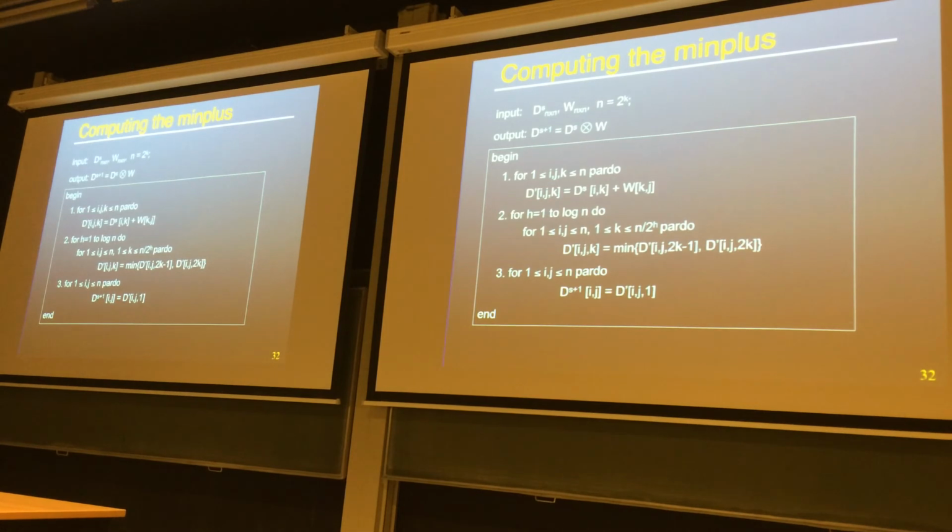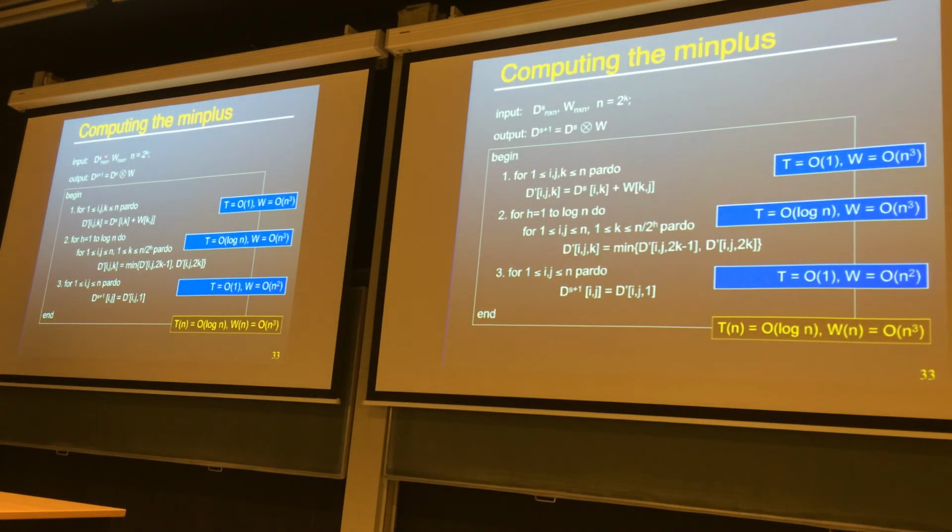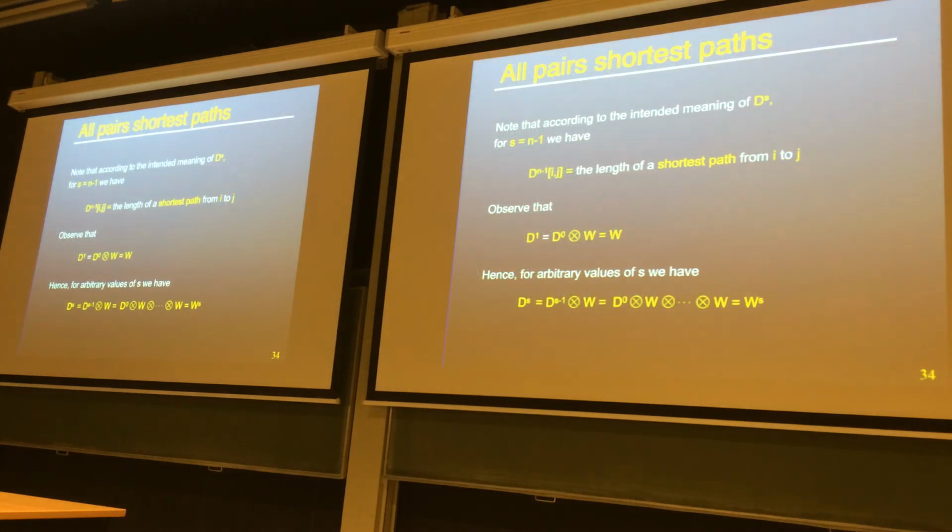So, what is the time needed for computing DS plus 1 given DS and this matrix W? Well, that can be done in cubic time. Of course, we have a kind of matrix multiplication. But what's more important is parallel time. In log n time, we can compute the one iteration step. And now, of course, the problem is how to embed such a computation in the total all pairs shortest path computation.